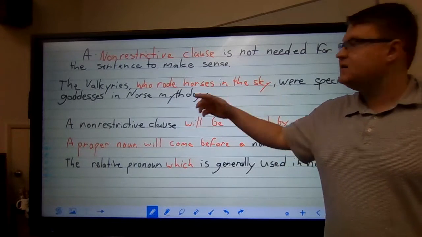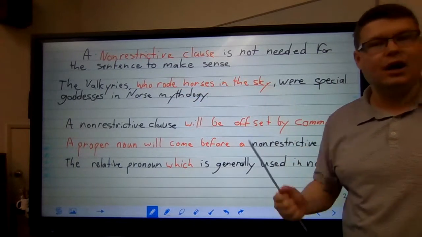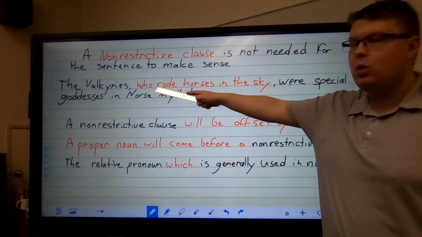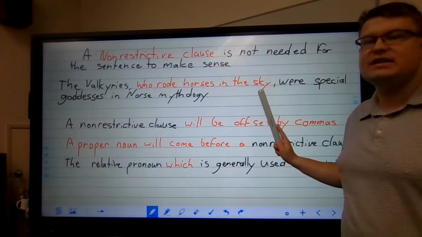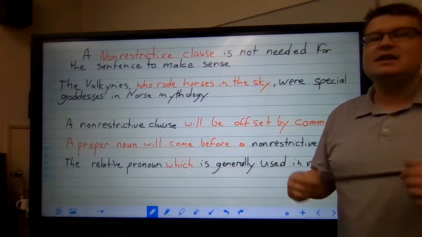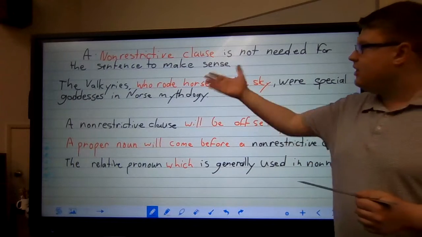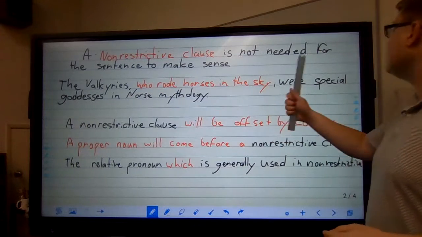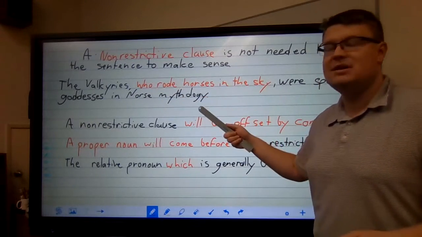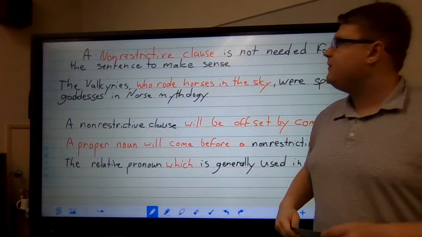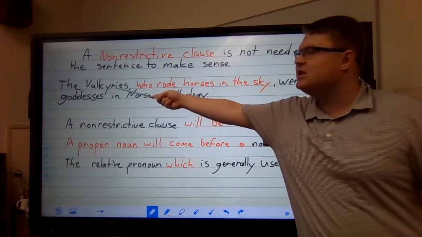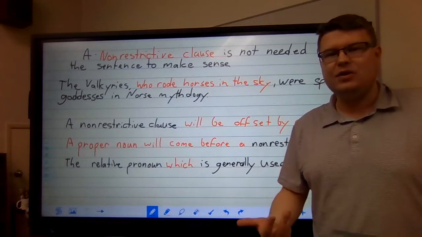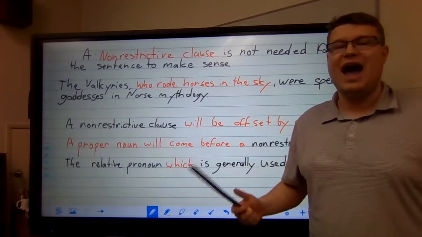The adjective clause, who rode horses in the sky, is started by a relative pronoun, just like we learned about yesterday. Who rode horses in the sky is the clause. The sentence doesn't need this clause for it to be clear who we're talking about. We know the Valkyries were special goddesses in Norse mythology because the sentence itself is very specific with a proper noun.